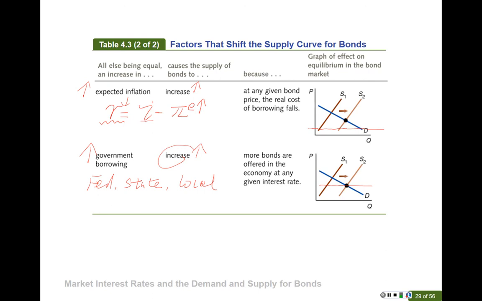So those are the factors that will shift the supply of the bond. Please keep in mind.